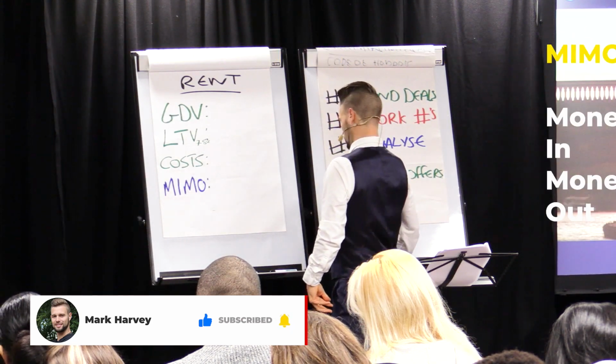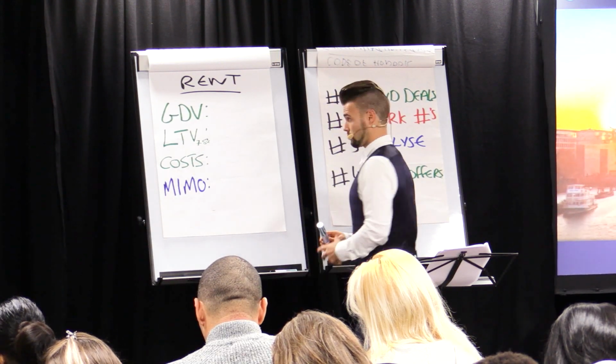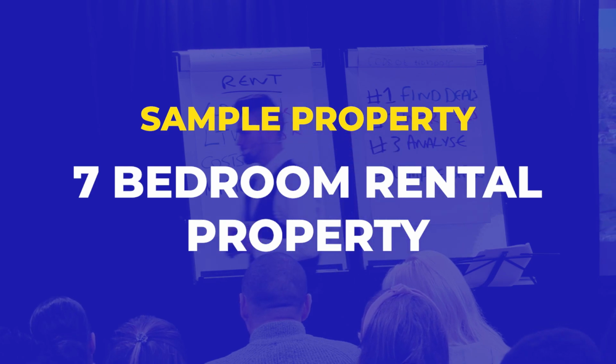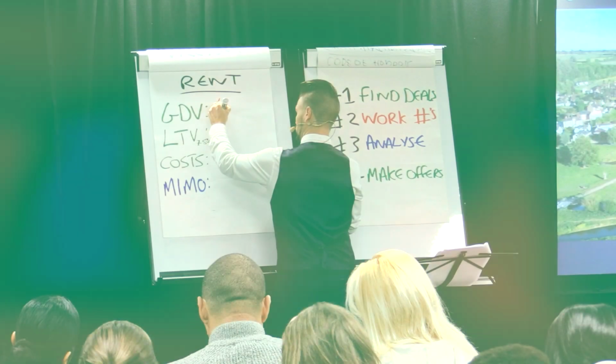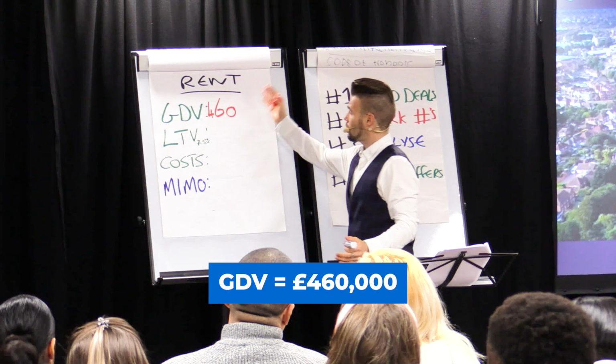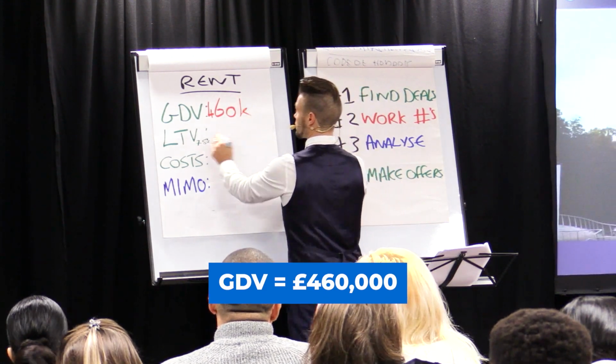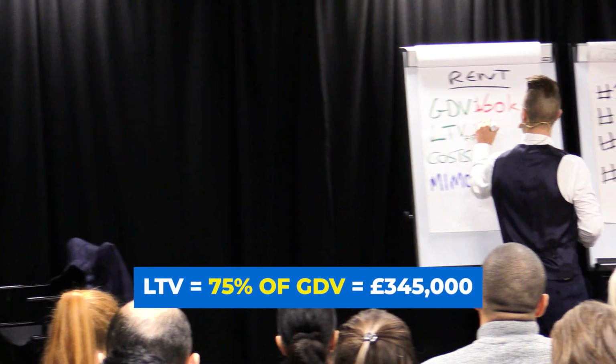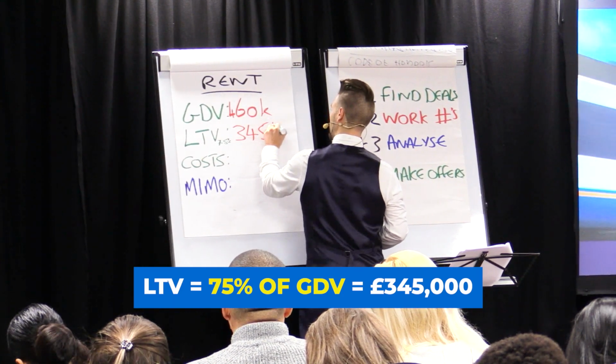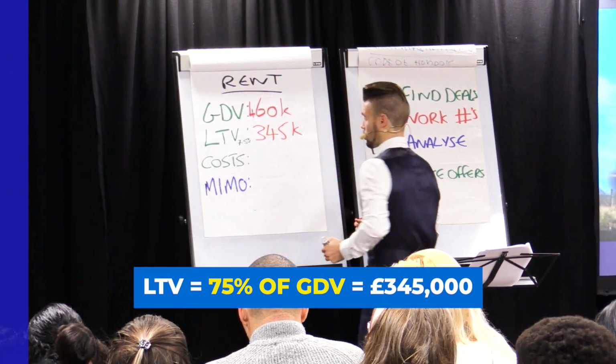So how does this work? Let's just have a quick look at some figures. This was a 7-bedroom. We just use a fast calculation. So 460k. So what's 75% of 460k, please? £345,000.